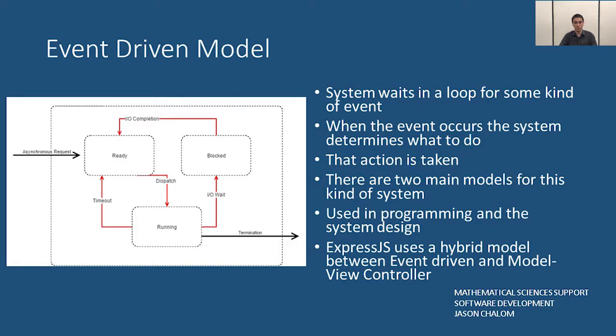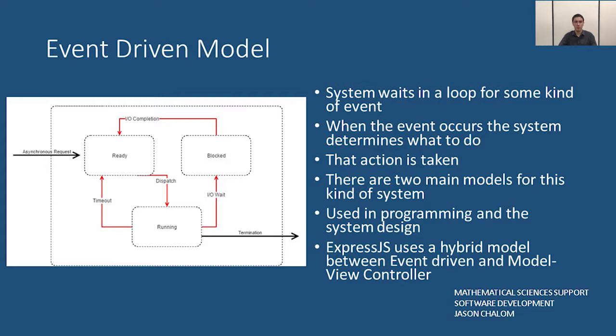Event-driven model is the last model we'll be looking at. This model relates very closely to how Node.js itself works. Node.js waits for a request and then does some kind of processing on that request. The same thing can occur with the event model.